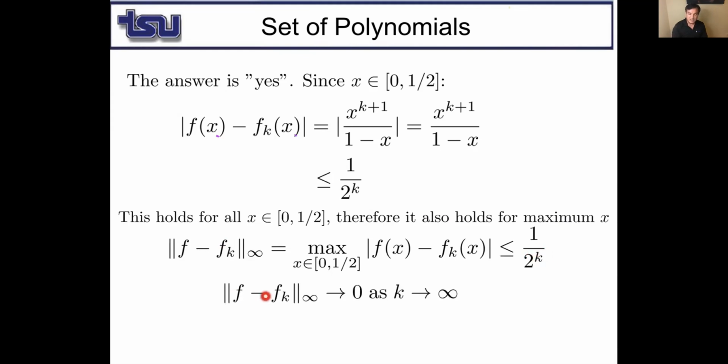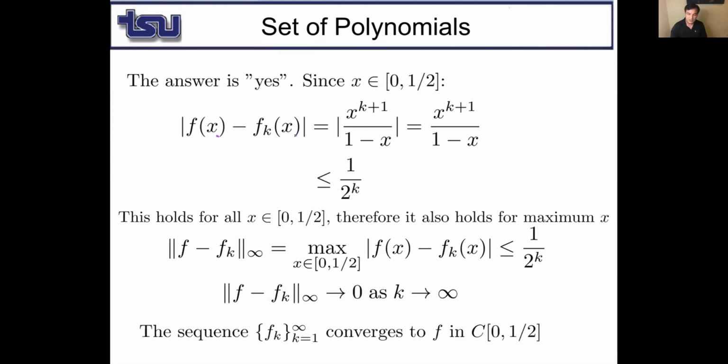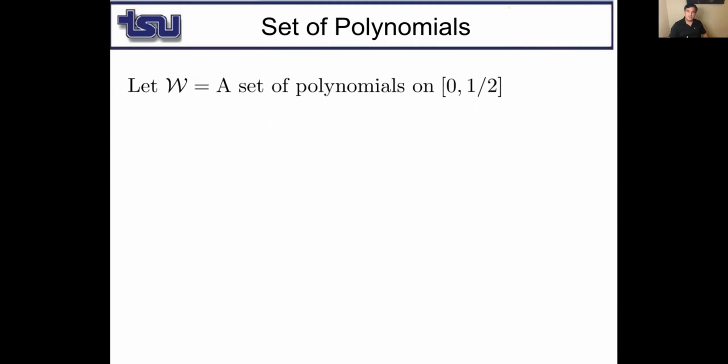That means the infinity norm of f minus f_k goes to 0 as k goes to infinity. Therefore, the sequence f_k converges to f. What does this say to us?